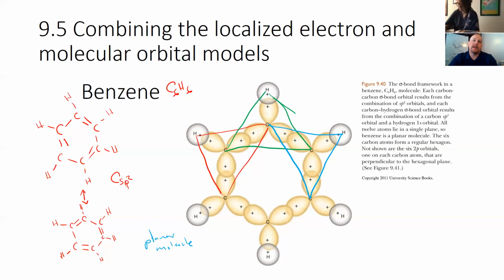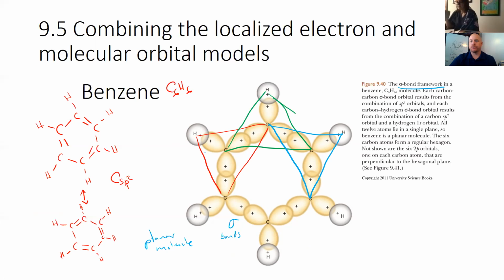And so what you wind up having here is you get overlap of the sp2 hybrid orbitals from one carbon with the sp2 hybrid orbital from another carbon all the way around that ring to form our sigma bond. So these are all the sigma bonds, right? This is the sigma bonding framework in the benzene molecule. It shows all of the sigma bonds, right? Those are the bonds that have orbital overlap and electron density localized between the two bonded atoms, okay?